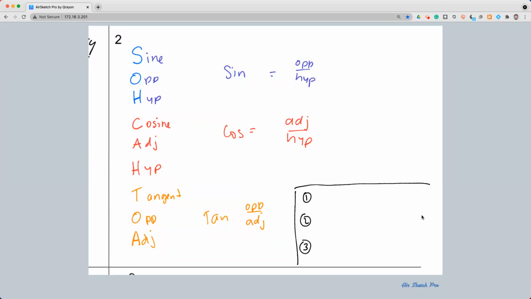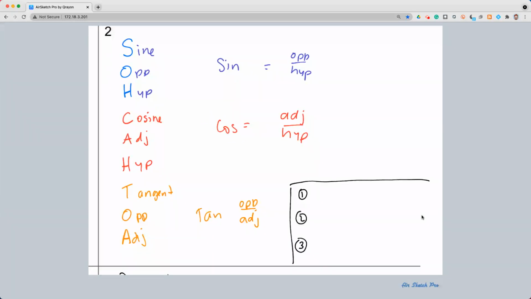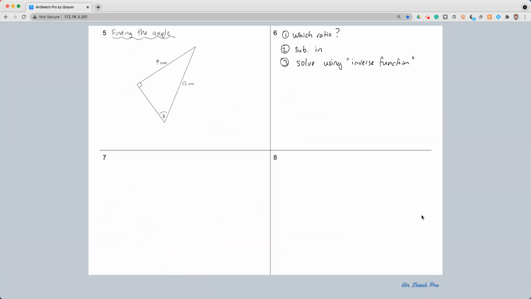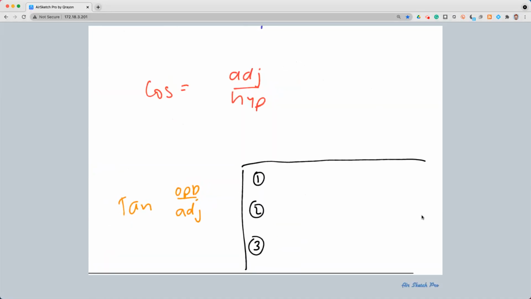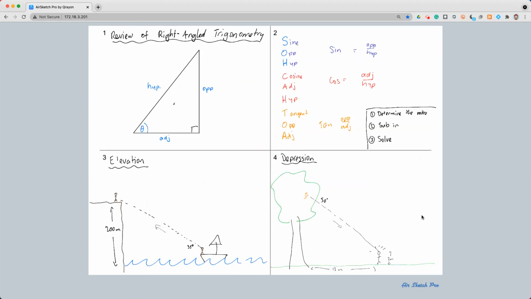Okay, so this again is just a recall. So there are basically three steps to working out one of these sorts of right angle trig problems. Number one is work out the ratio. This is how I would do it anyway. Sub in what you know, then solve it. That's basically it. Let's have a look at two problems and two related concepts here.